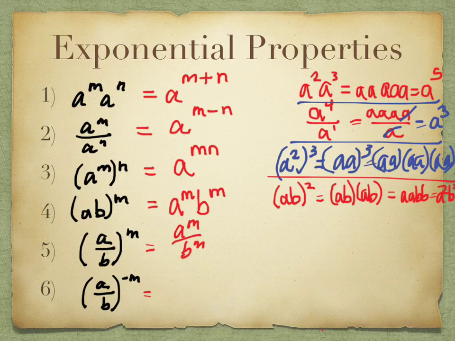So this one can actually be flipped, so it becomes b over a. And then I can distribute the m just like I did on number 5. So this is b to the m over a to the m.